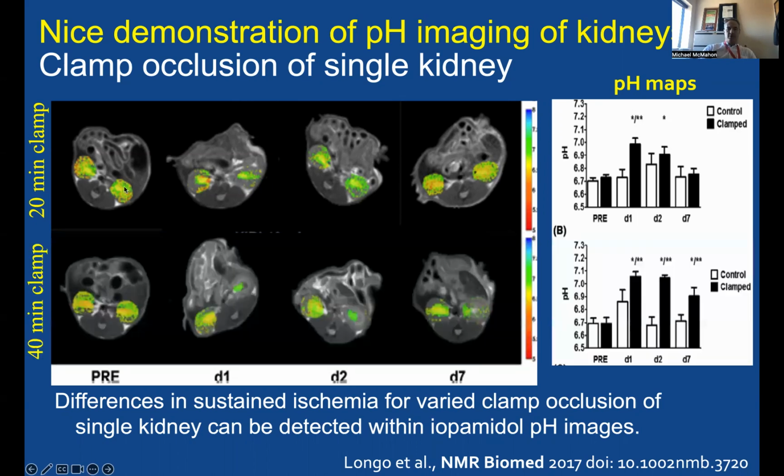However, if you hold this clamp on the pedicle for 40 minutes instead of 20 minutes, the pH goes a little bit further up, and it doesn't actually recover the pH or the perfusion of the imaging agent. So this is a nice technology where you can see, in this case of an acute kidney injury, differences in the degree of injury through the CEST MRI pH measurements.